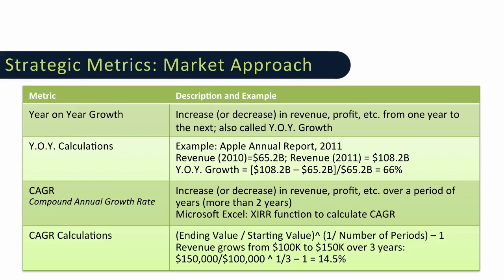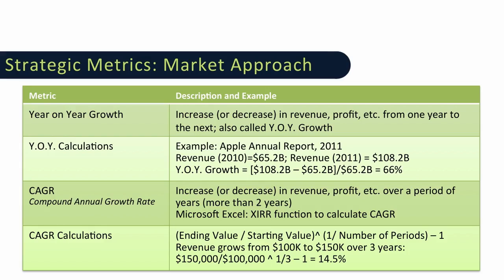For example, in its 2011 annual report, Apple stated $65.2 billion in revenue in 2010 and $108.2 billion in 2011. We calculate the year-on-year growth as $108.2 billion less $65.2 billion, all divided by $65.2 billion, for a growth rate of 66%, which is a commendable value for such a large firm.